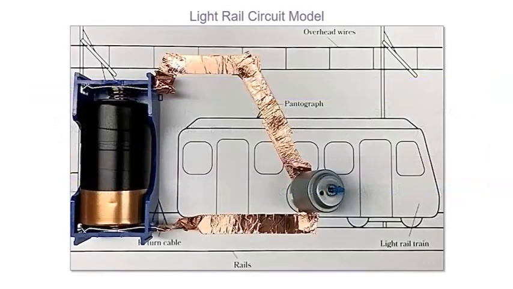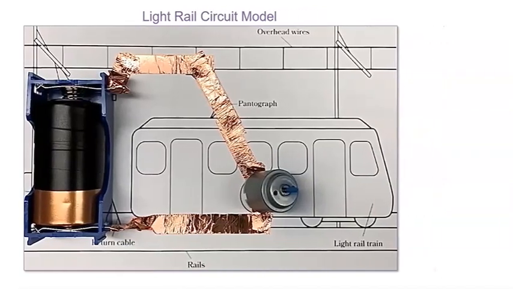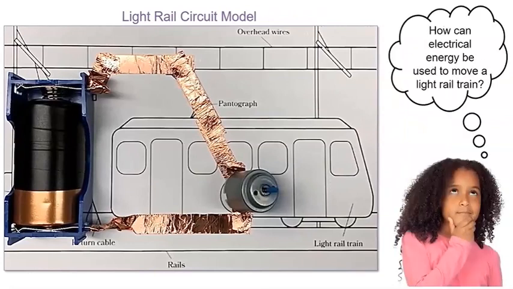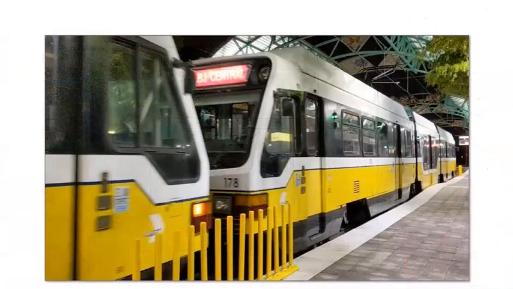Think about the energy transformations we observed when we looked at light rail circuit models and investigated pantograph materials. In a light rail circuit model, the motor transforms electrical energy into mechanical energy. And when I touched the battery in this model, right after the last lesson's investigation, the battery was warm. Do you think some of the electrical energy was transformed into heat? I do. We've learned a lot, but are we ready to answer the question, how can electrical energy be used to move a light rail train? I think we need to learn even more.